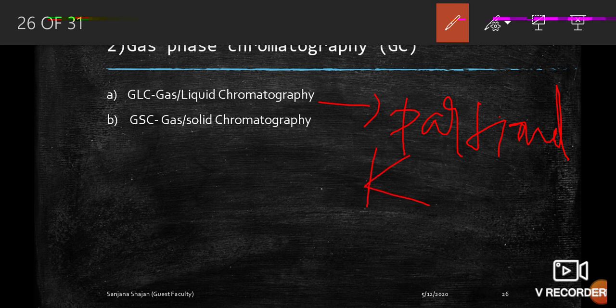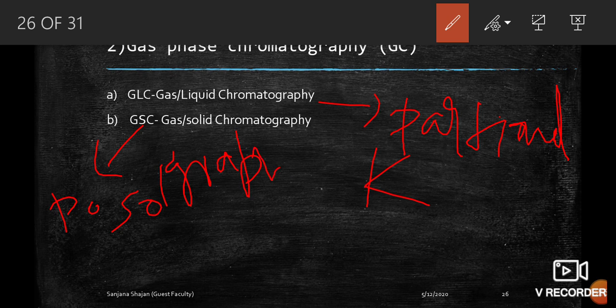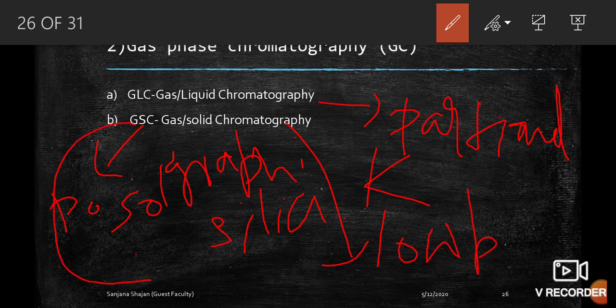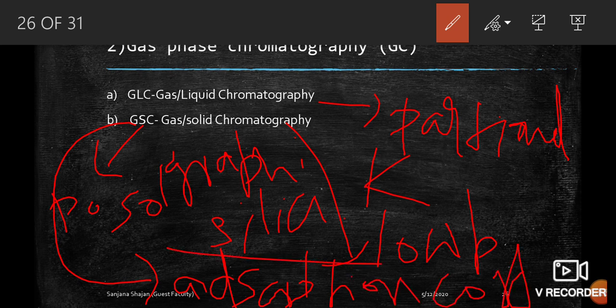Then you have the second one, that is gas solid chromatography. Here the stationary phase is a porous solid like graphite, silica or alumina, and the mobile phase is a gas. It is very effective in separating molecules which have a very low boiling point. The parameter used here is adsorption, the adsorption coefficient. So in the first one, the partition coefficient is the parameter, and in the second one, the adsorption coefficient is the parameter.